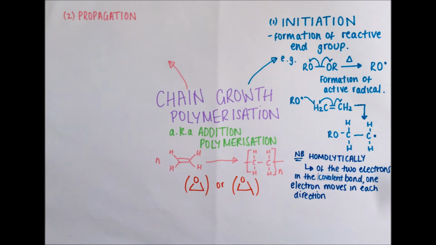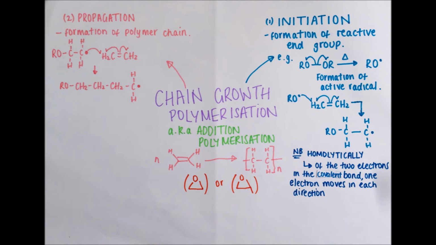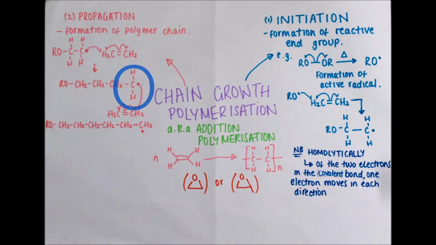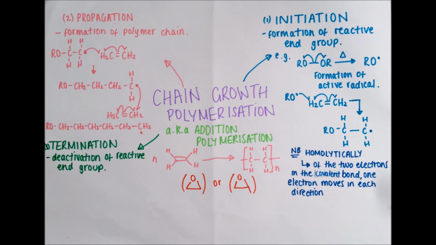Propagation. The reactive end group reacts with other non-reactive monomers to form a polymer chain where the reactive end group is effectively transferred along the polymer chain to the end of the newly added monomer. Termination is the final step in which the reactive end group is deactivated, ending polymerization. This is important as without this step, the polymer would carry on growing and growing.